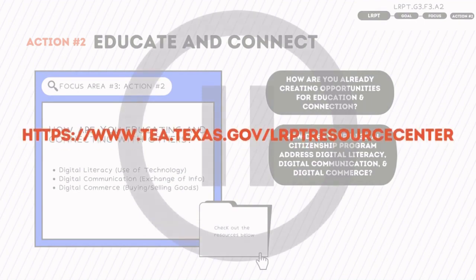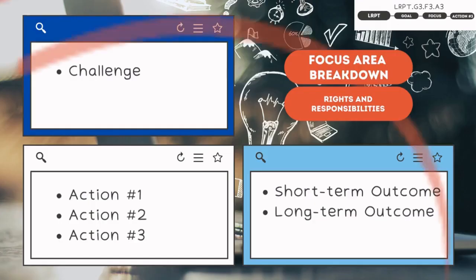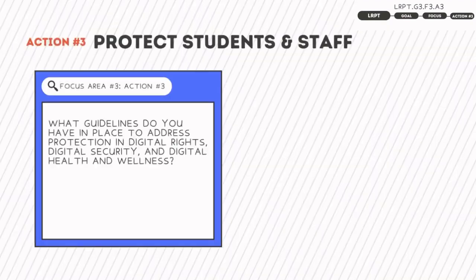Pause the video here to reflect on your education and connection opportunities and how you can enhance them with these conversations. Now, let's move on to action number 3. Action number 3 is ensuring your digital citizenship guidelines include structure to protect students and staff.